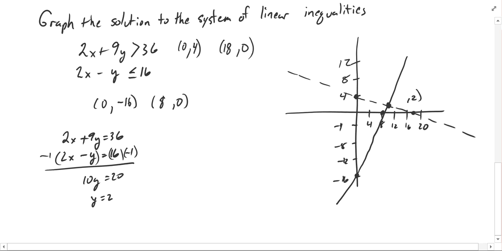And if y is equal to 2, let's go into the bottom equation. 2x minus 2 equals 16. So 2x equals 18, adding 2 to both sides, and x would be 9. So this is the point (9, 2), that intersection point. Alright, and then I've got to do some shading.